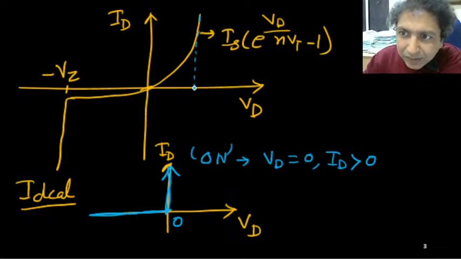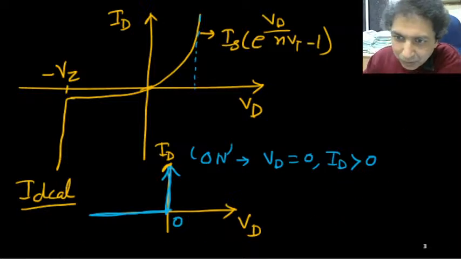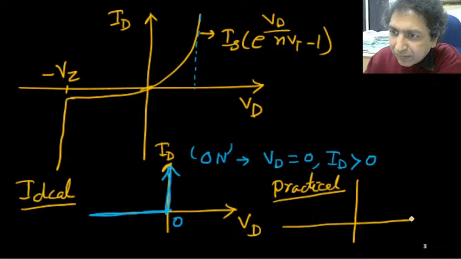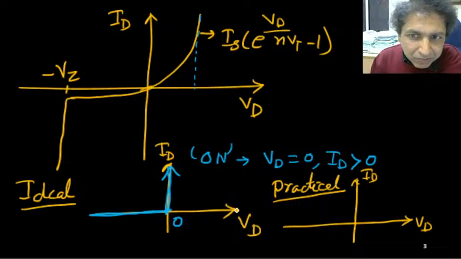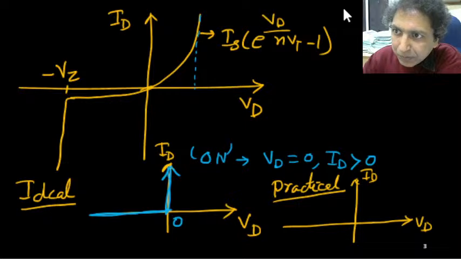And for the practical one we can consider this kind of thing. What I will do for the practical diode, just 1 minute, we are going for it like this. This is your VD, this side is ID, right? And we'll assume that when the diode is on, then there is a constant voltage drop. Okay, that voltage drop will be here.